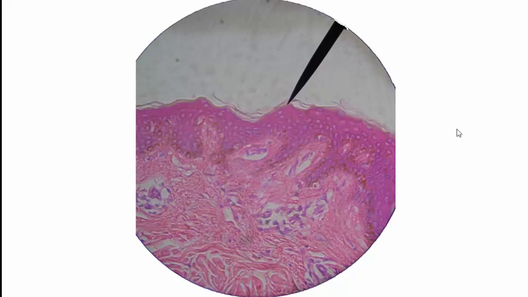If it were pointing at the stratum corneum, then I would have the pointer up inside of this flaky material that is the stratum corneum. But this is just a little bit south of that, but not quite down into the stratum spinosum. So I would call that stratum granulosum.